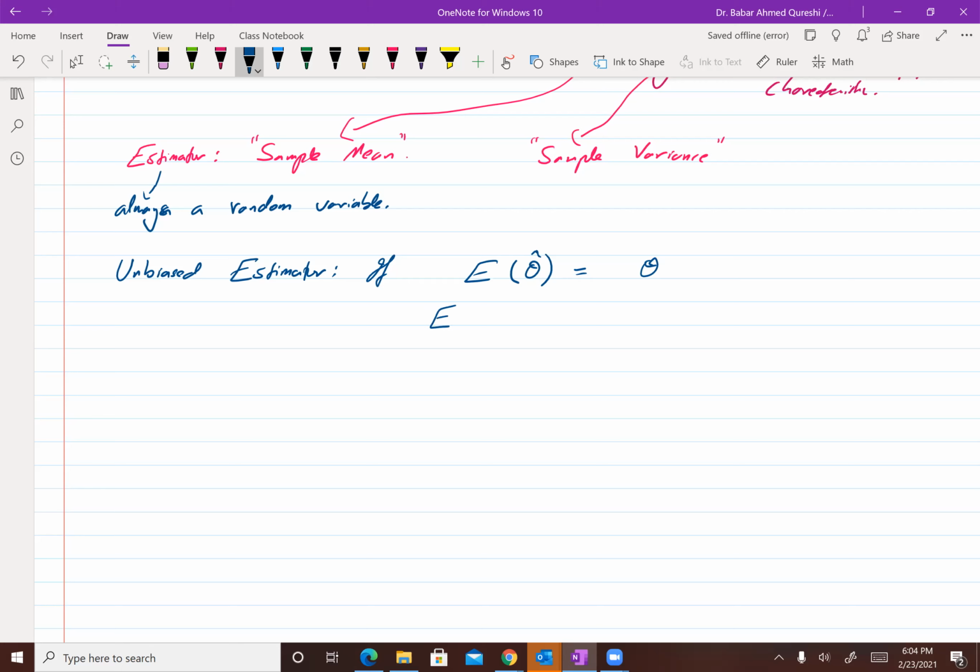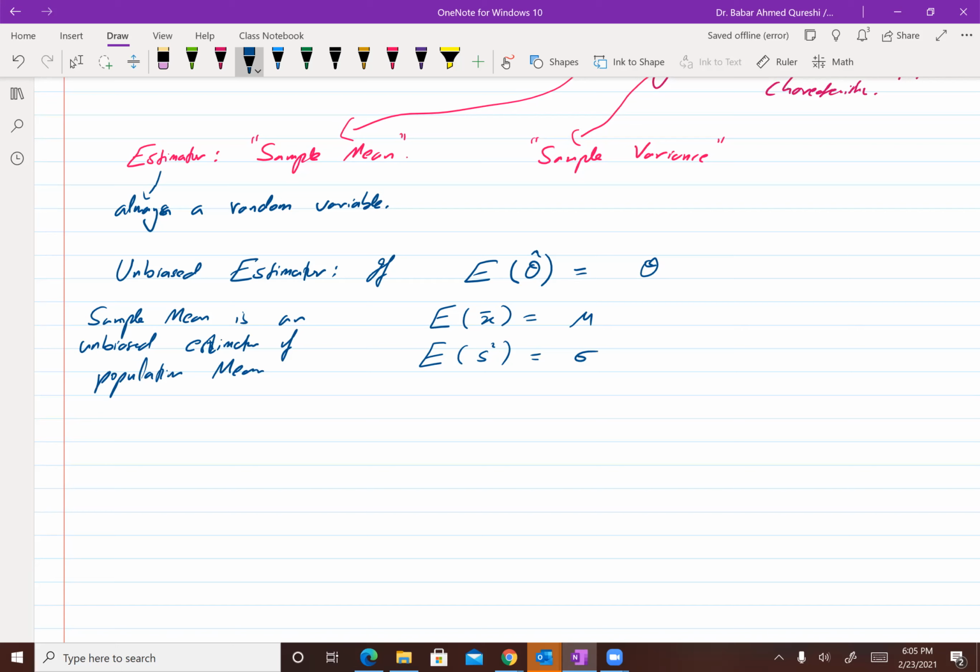So as we know, the sample mean is an unbiased estimator of the population mean. Similarly, the sample variance is an unbiased estimator of the population variance.